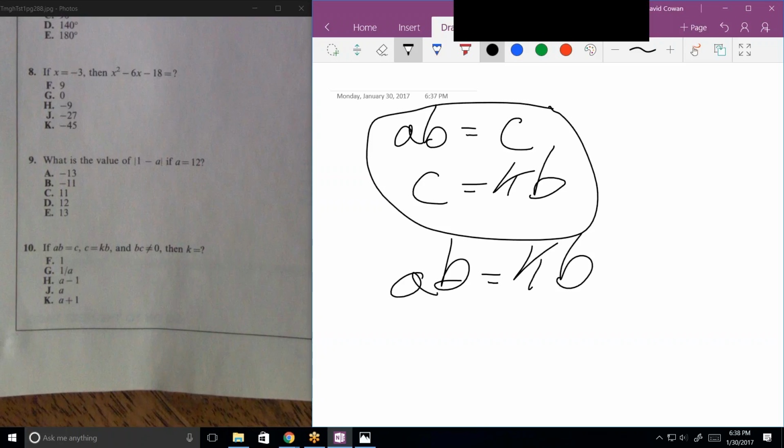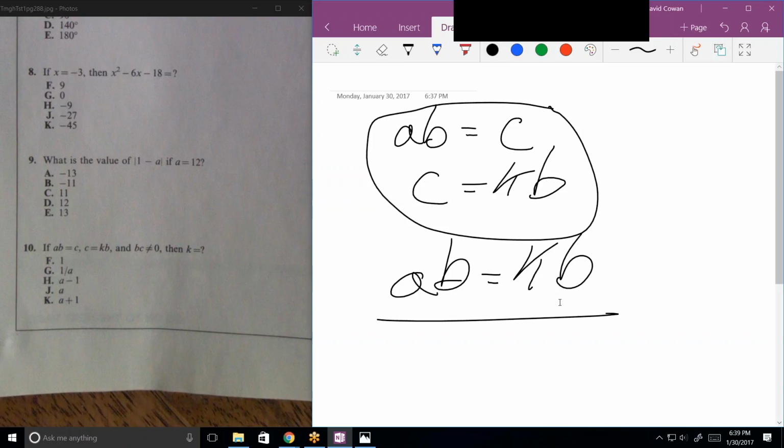So then could I divide by B? Yep. If I long divide, as long as you know that B cannot be 0, you can divide by B. Okay, so if I divide by B, then I get A equals K. And that's the answer, J. These kinds of equations you can always solve by dividing by the variable in one instance. And that's where the variable might be 0.